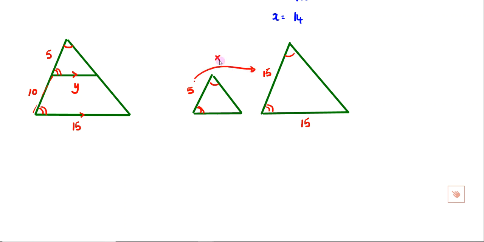So what's the multiply by? 3. Therefore, this one, y, has to be the same thing, so it's 5. Nice and easy. Really easy question, that one. The hardest bit was identifying the fact there's two separate triangles.